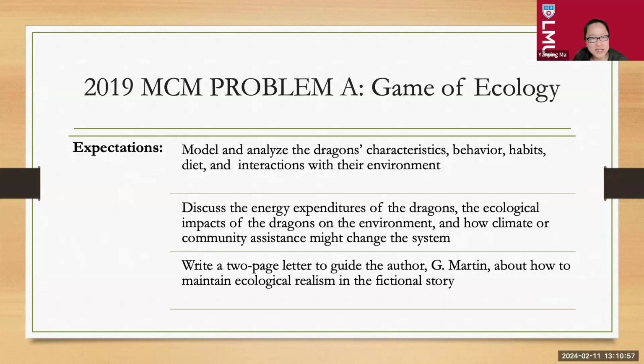Anyway, the expectation is for students to model and analyze the dragon's characteristics, behaviors, habits, diet, and interactions with their environment. Students should discuss the energy expenditures of the dragon and a lot of other things involved in their growth, and also effects on climate. And the most important thing is to write a two-page letter to guide the author about how to maintain the ecological realm in the fictional story.